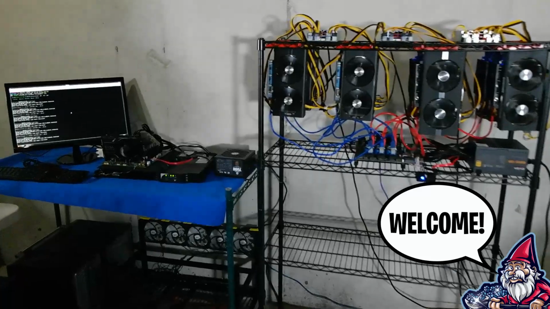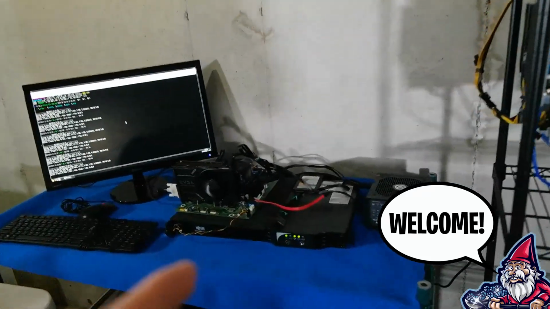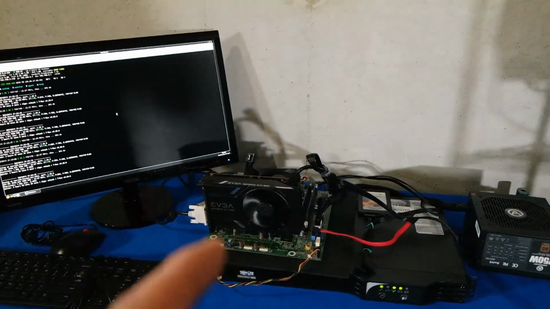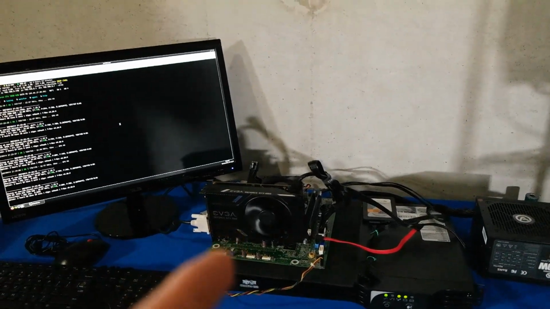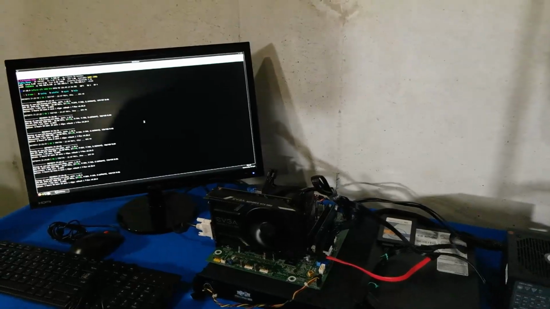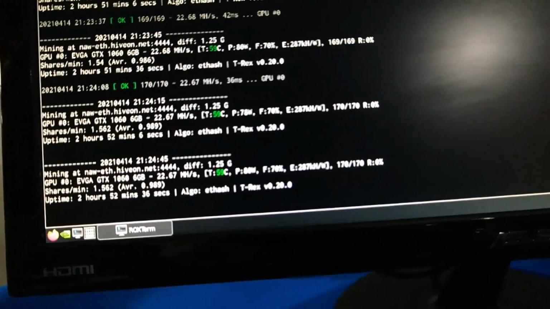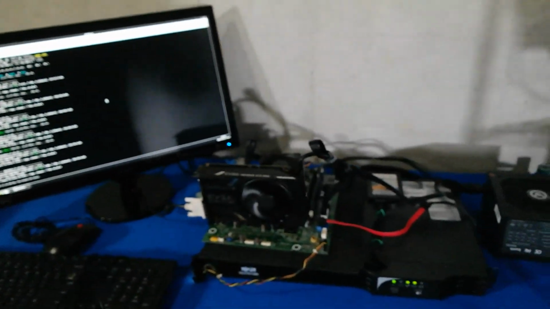So in the last video we were talking about this guy over here running on our test bench that we went ahead and built, and we are currently running the EVGA 1060 6 gig card right now mining Ethereum. Let's see, right now we're right around 22.6-ish megahash there, so not bad for a 6 gig 1060.